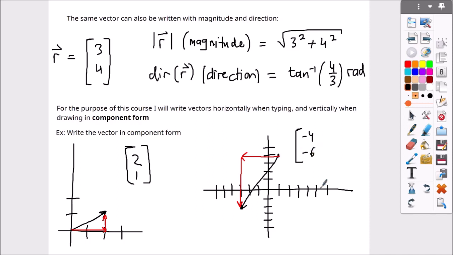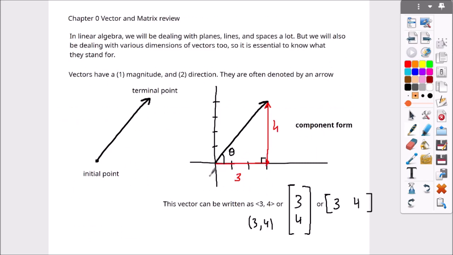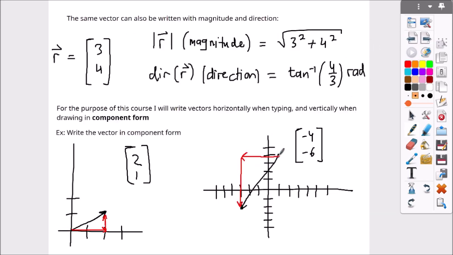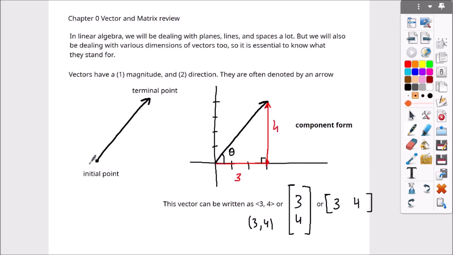Very simple writing in component form. Notice that it doesn't have to be in the center. It doesn't have to start in the origin. It can, the what do you call it? The initial point, which is what this is called, and the terminal point. Well, first of all, the terminal point is not the component form of the vector.